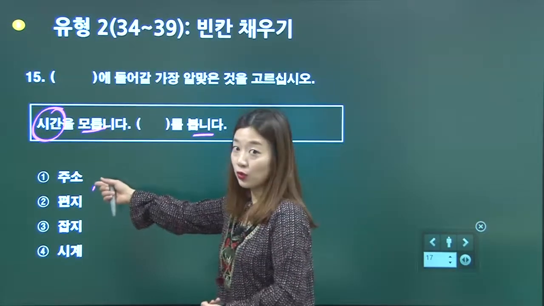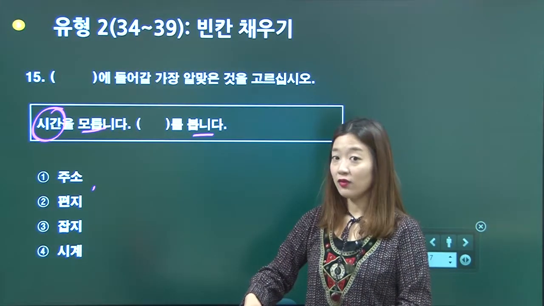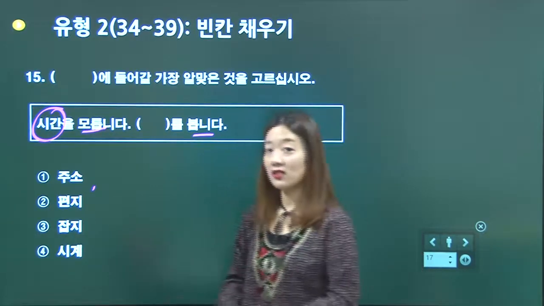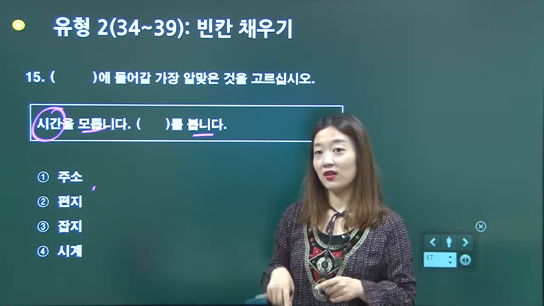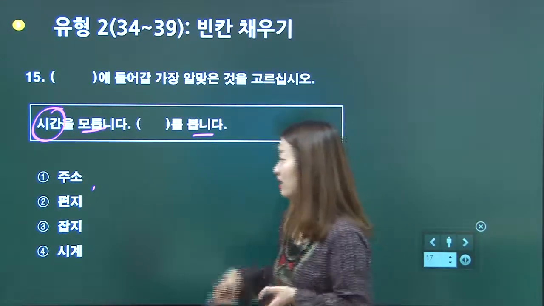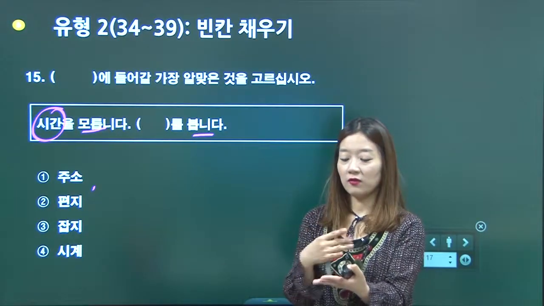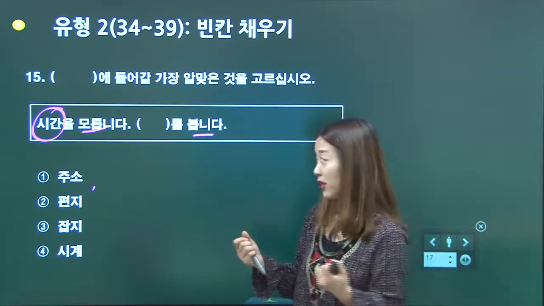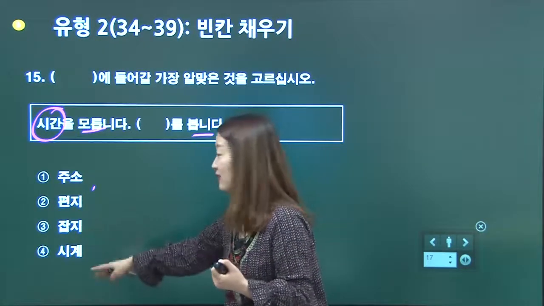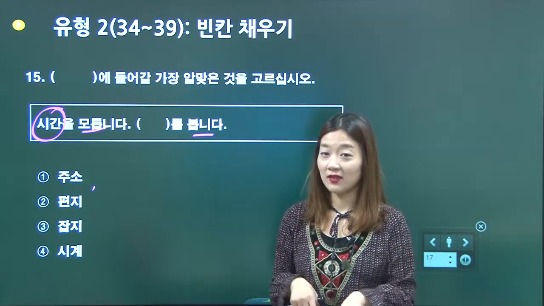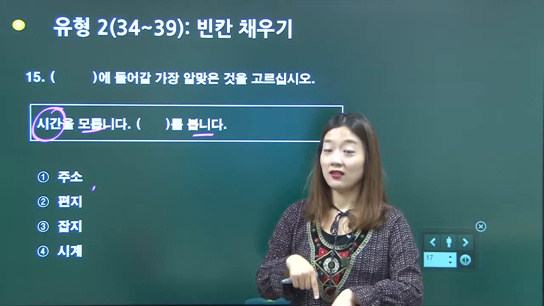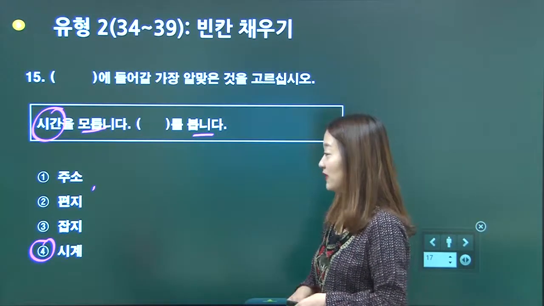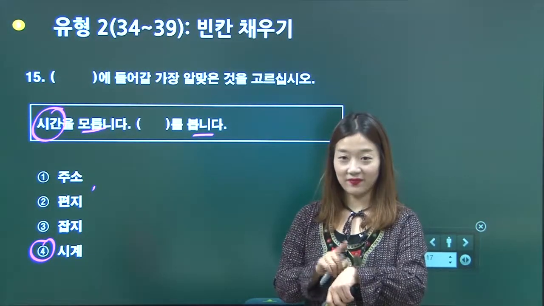Number one, 주소. What is 주소? Where I live, the name of where I live, is address, right? Number two, 편지, the little paper someone writes for me, is a letter, right? Number three, 잡지. Oh, there's new fashion and new cosmetics. What is that? It's a magazine, right? So these all don't make sense. And then number four, 시계. What is 시계? You can see the time, right? So the right answer is number four, 시계를 봅니다. 시계. What time is it now?